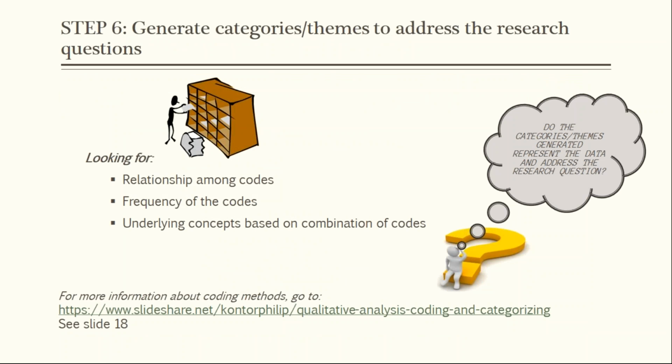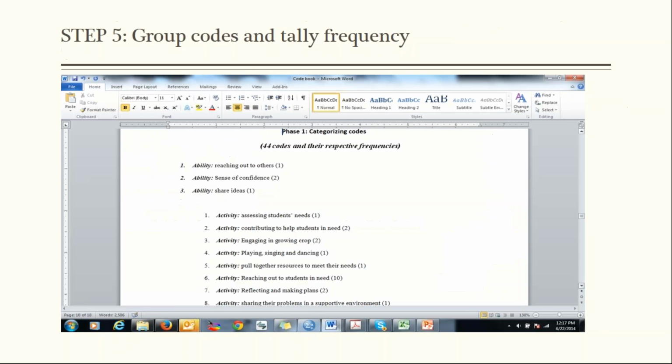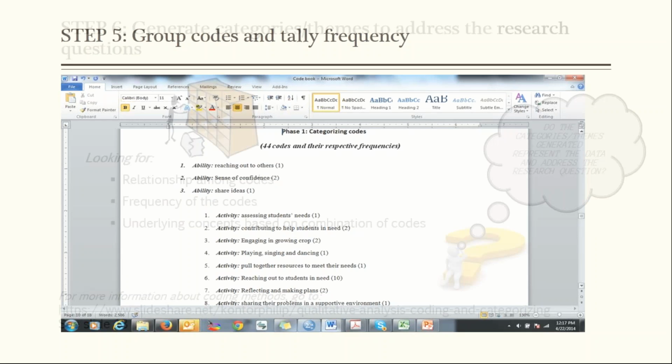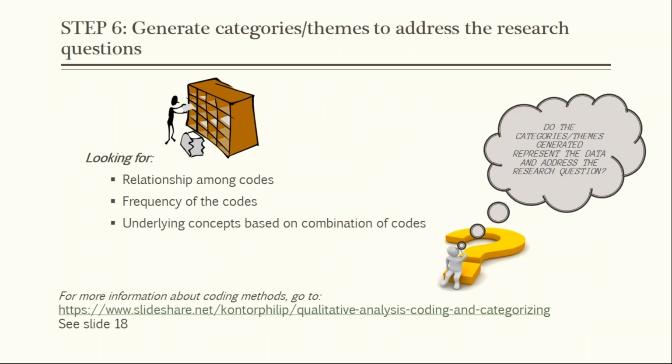And also underlying concepts. Sometimes you can look at the codes and see, okay, is there any kind of underlying abstract concept that can represent a group of codes? So you can look into the codes and see whether you can combine them and label them with a specific concept. And when you go to slide 8 of this PowerPoint and click on here, you'll be able to learn more about how to do the category and more information about these three approaches.